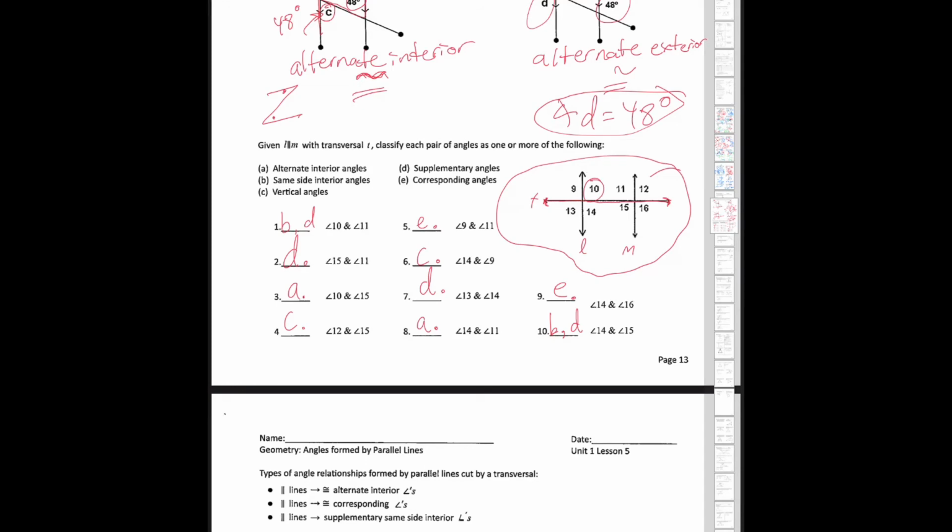So number one, we're looking at angles 10 and 11. Angles 10 and 11 are on the same side and on the inside, so same side interior, which means that they are supplementary or add to 180. So choices B and D.